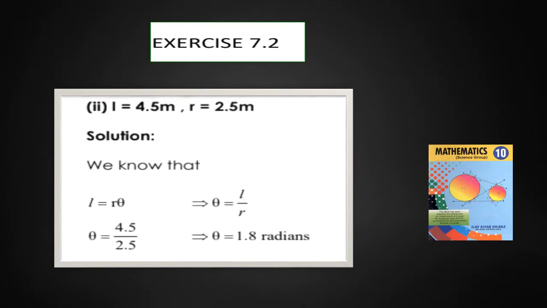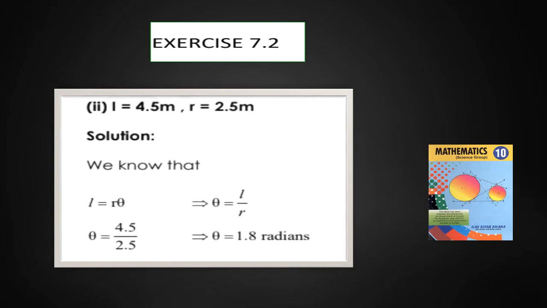Second part. L is equal to 4.5 meter and r is equal to 2.5 meter. We know that L is equal to r theta, so theta is equal to L by r. So theta is equal to 4.5 divided by 2.5, where L is equal to 4.5 and r is equal to 2.5.